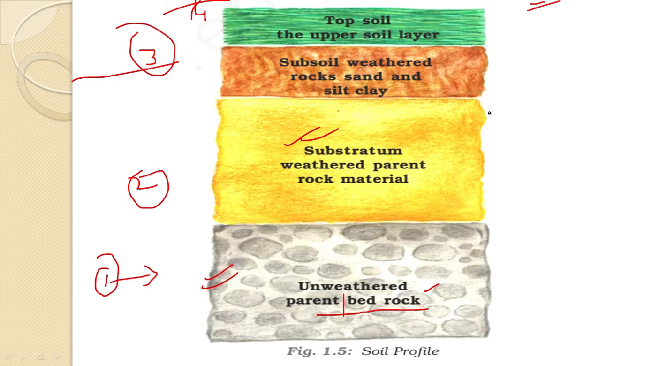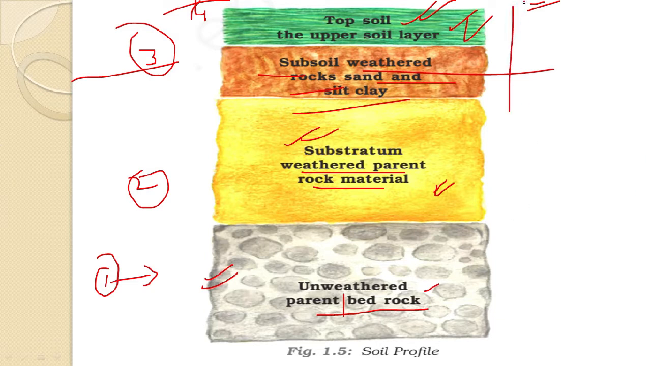we see the agents of weathering coming into play, and therefore initiating the processes of erosion, decomposition and deposition. So therefore we see a bit of weathered parent rock material, still it is the parent rock. Then we see subsoil, weathered rocks, sand, silt and clay, and this one is the topmost or the upper soil layer. So this is how the formation takes place. We see that the agents of weathering are not able to penetrate the unweathered parent rock, but they are able to penetrate the top layers of the soil.